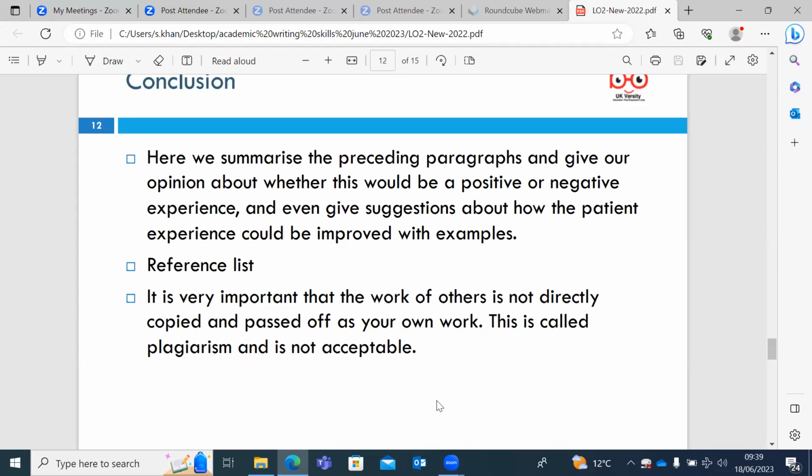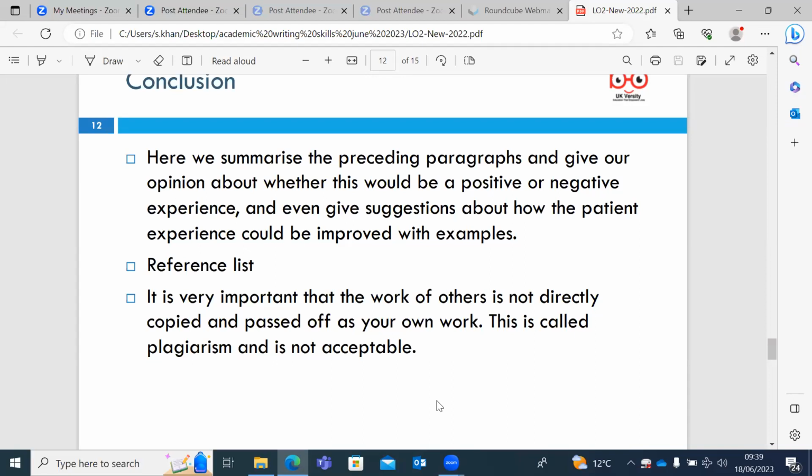that you do. A reference list identifies what sources you have used to complete this essay, and it also shows the sources are up to date, and they need to be put in chronological order. It is very important that the work of others is not directly copied and passed off as your own work. Referencing is so important because otherwise this is identified as plagiarism, and this is not acceptable. Plagiarism would be detected by going through software.